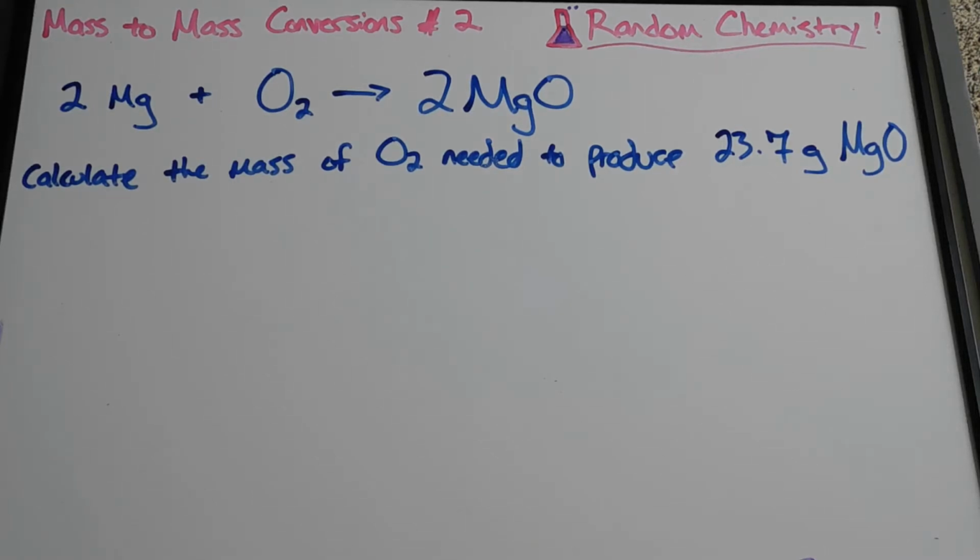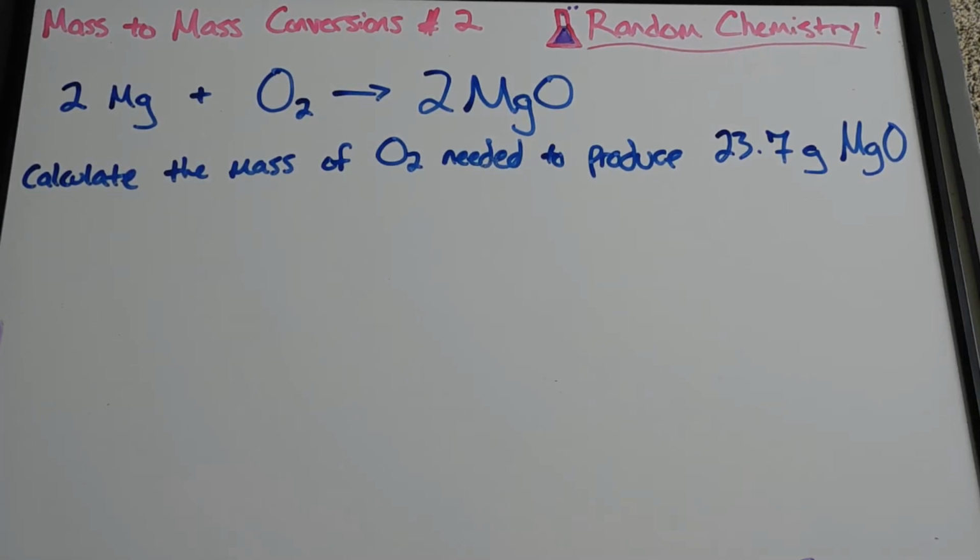In this video, we're going to continue to practice mass-to-mass conversions. And here's our balanced equation. 2Mg reacts with O2 to produce 2MgO. And it's asking us to calculate the mass of O2 needed to produce 23.7 grams of MgO.